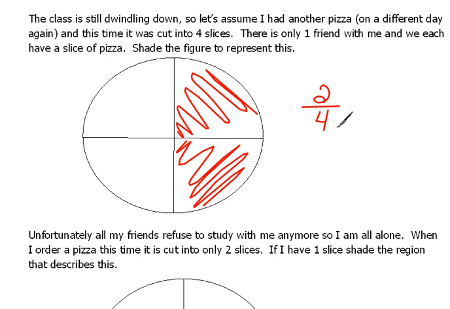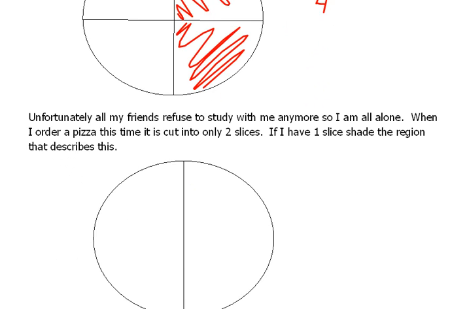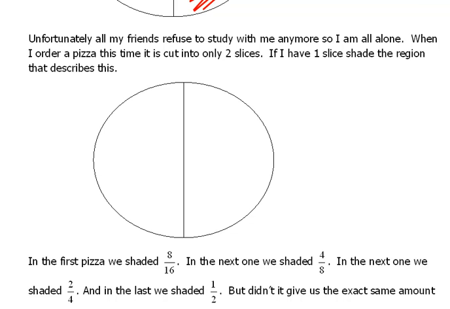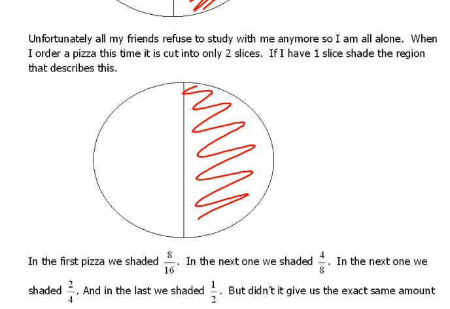Okay, as we go on in the class, now all my friends have gone and it's just me studying. So if I order pizza and I cut it into 2 slices and I have 1 of those, this would represent 1 out of those 2 slices.